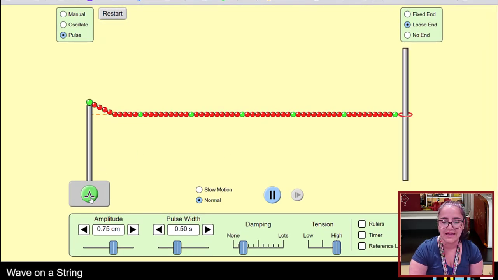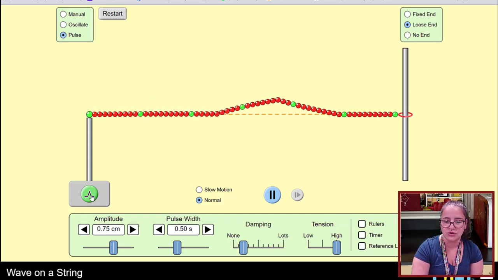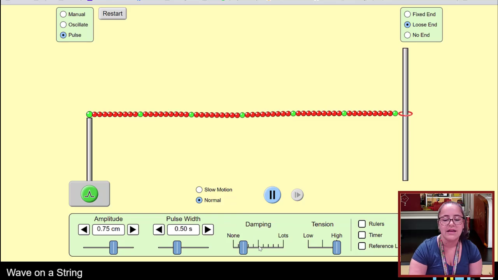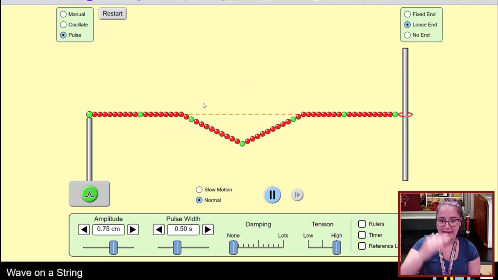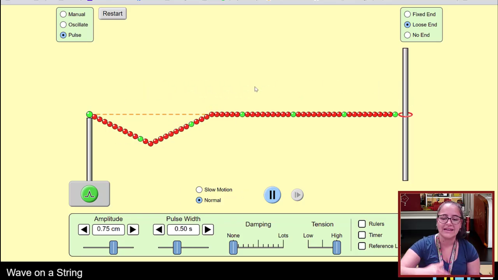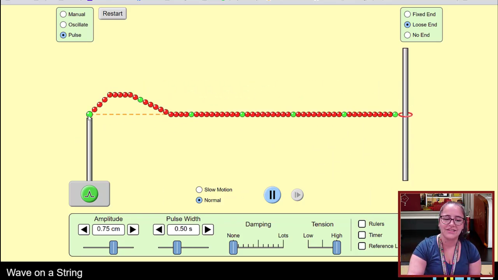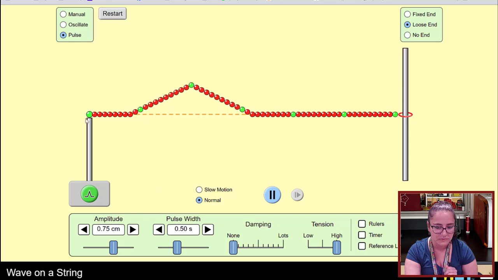Now for the loose end, okay, let's go ahead and change it to a loose end, and let's see how that one behaves. So we got the pulse, and it goes on back. Now, it's going with a lower amplitude because the simulation is a little bit realistic. We have some dampening on. If we turned it to no dampening, we wouldn't see that change in the amplitude of that wave. But here you're seeing the reflection on the loose end without the inversion and the reflection on the fixed end with the inversion. So go ahead and draw both of those on your sheet. Okay.